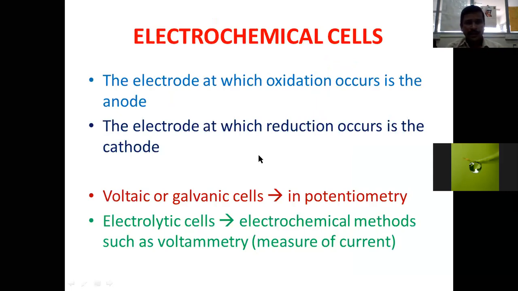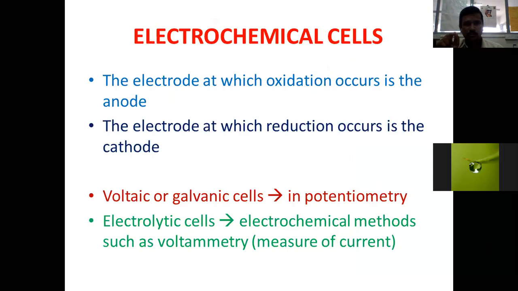So you take any electrochemical cell, two electrodes will be used, and one will be the anode and the other one will be the cathode. So what is the anode? It is very simple to define. Anode is the electrode at which oxidation always occurs.